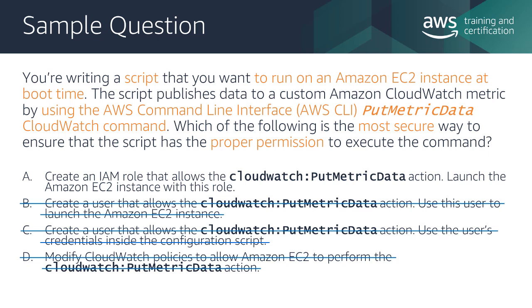You could create a user that allows the actions and then embed those users' credentials into the configuration script. But in this case, that's not secure. And one of the questions is, what's the most secure way? So the most secure way is option A, and this is the textbook answer. You create a role, the role allows the action, you launch the instance into that role, and that way when the action is executed, the instance has the credentials to execute that, but those credentials are temporary, hence more secure. They automatically rotate every 30 minutes.